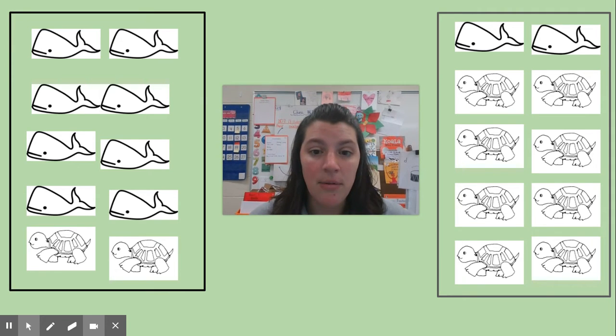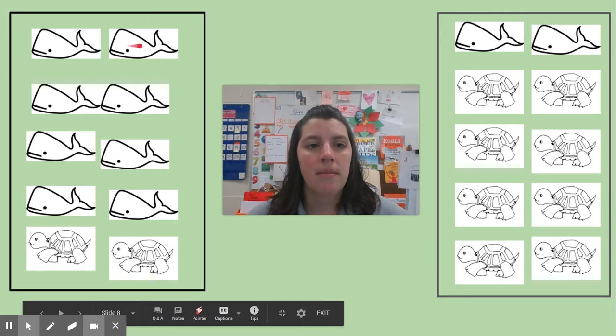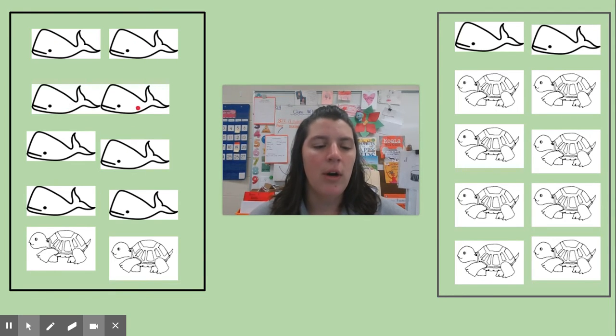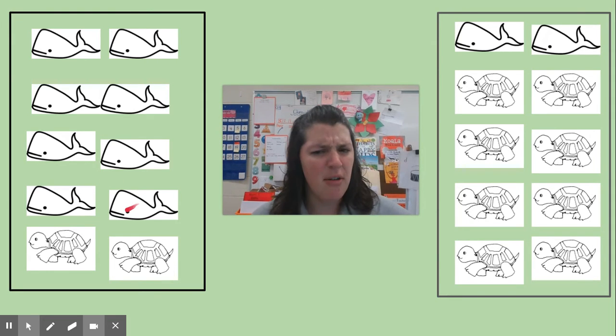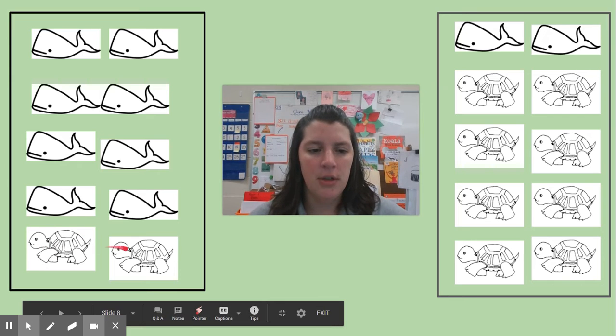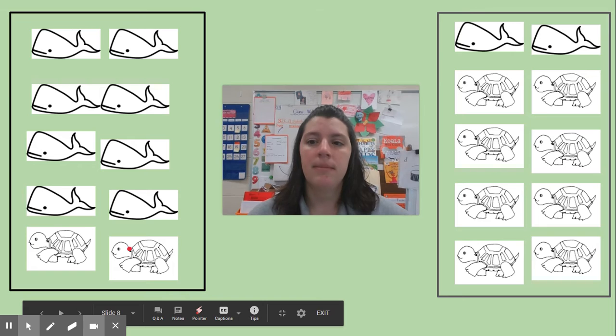Well, let's count the whales in this group. Ready? 1, 2, 3, 4, 5, 6, 7, 8. There are 8 whales. Now count the turtles. 1, 2. There are 8 whales and 2 turtles.